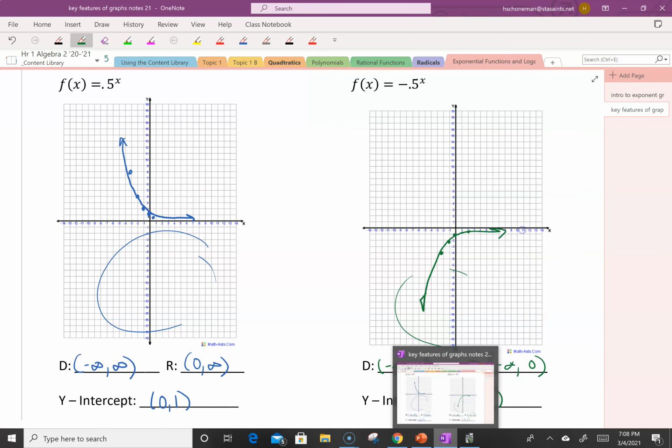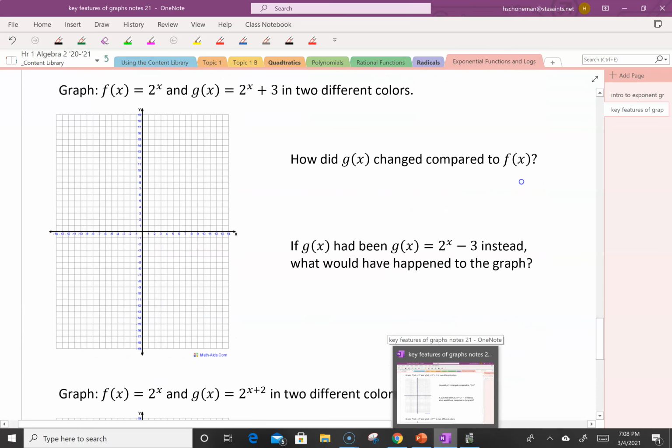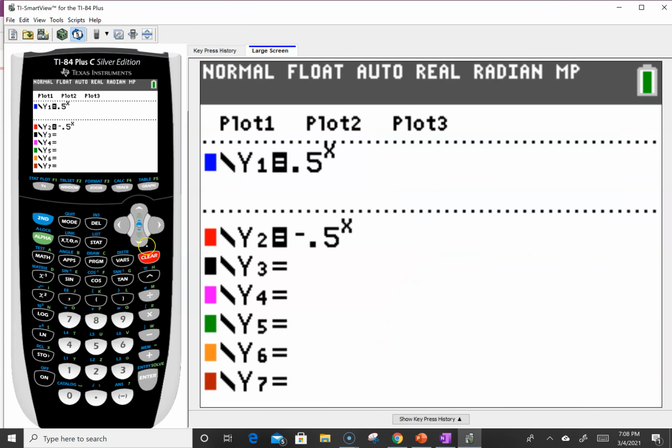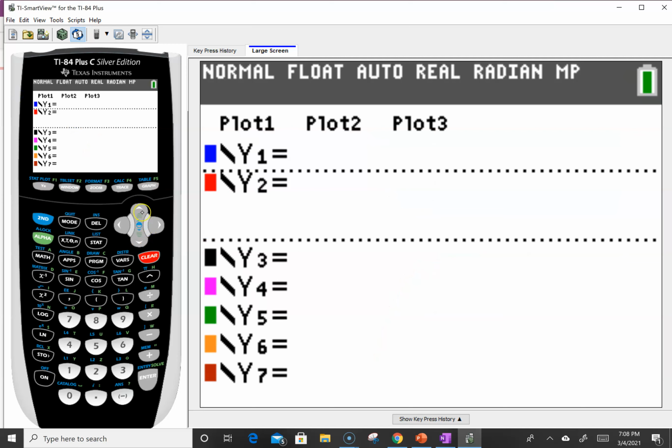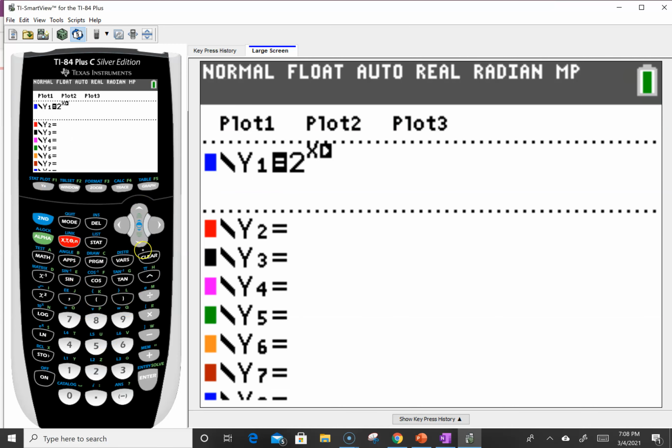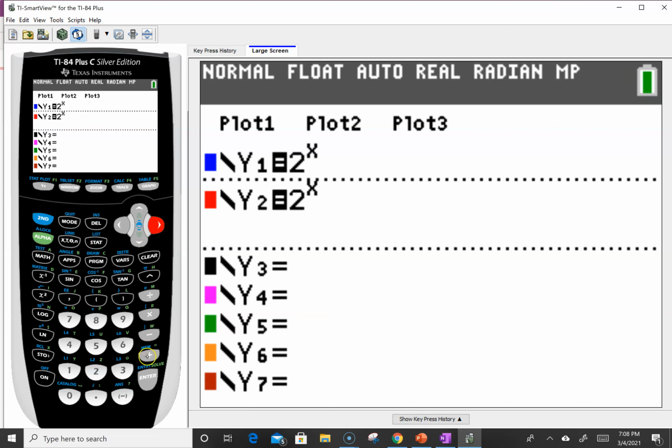Okay, we're going to go through the next two kind of fast because I think you'll pick it up pretty well. We're comparing 2 to the x, and 2 to the x plus 3. So let's put this in our calculator. We're going to clear this out. The first one I'm going to do is 2 to the x. We know what that graph looks like, we've already done that. Now I'm going to do 2 to the x, but make sure you arrow over, because we don't want the plus 3 with the x, and say plus 3.